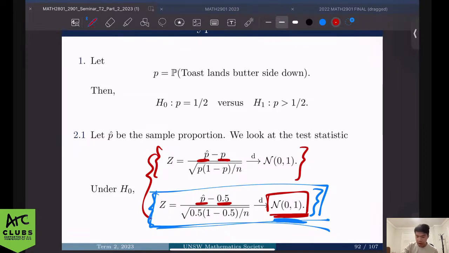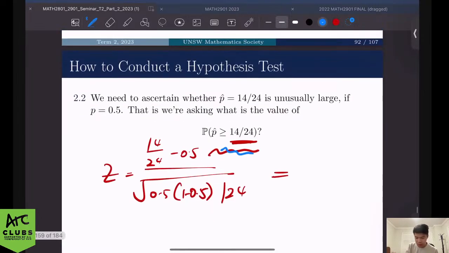Sub in the value that we got. We got 14 out of 24 minus 0.5, divided by this. If this is such that the probability of getting something more extreme than that is very small, then we will reject.